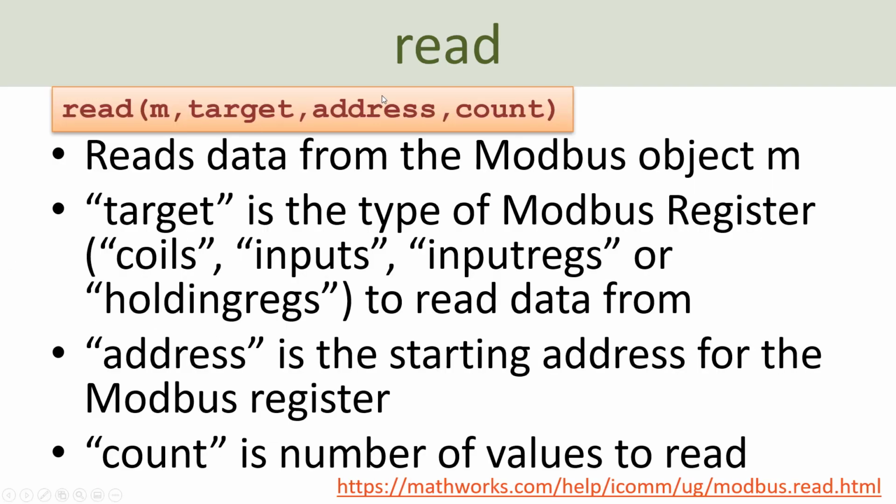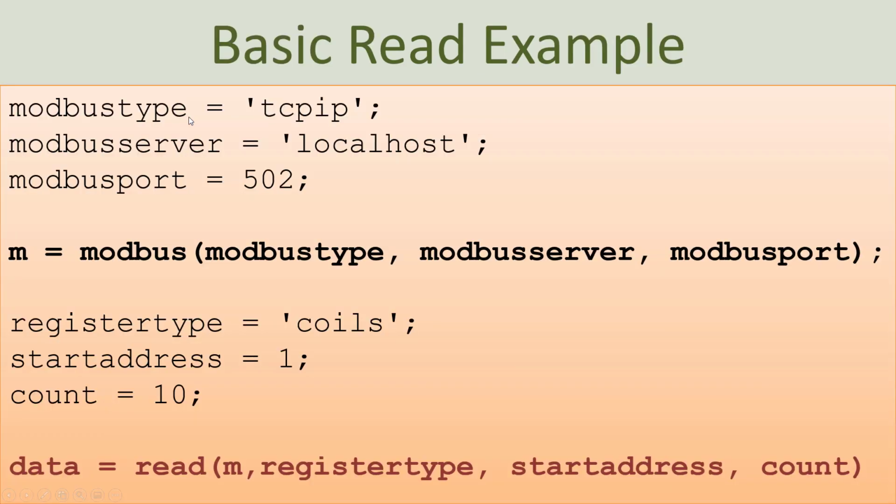So then you use either the read function or the write function. Let's start with the read function. So then you just specify the Modbus type, the Modbus server, and the Modbus port, and then establish connection to the server. Then you need to specify what kind of register that you are going to use. In this example, we will use the coils, the start address, and the number of registers that you are going to read.